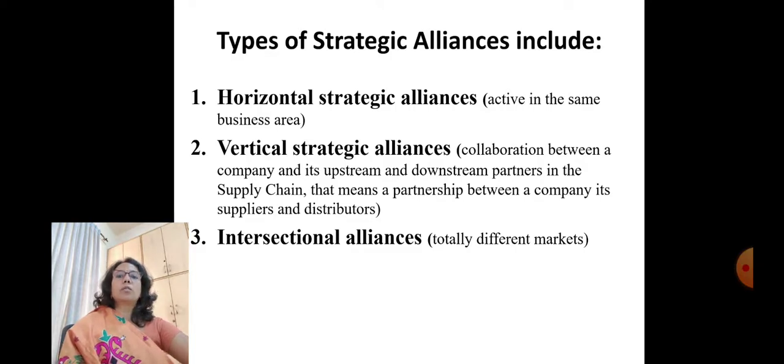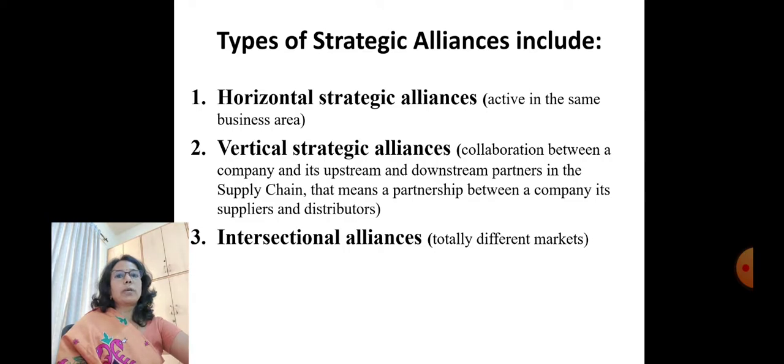So strategic alliances are formed to create opportunities to learn either the new way of doing things or doing new things. So as I told, types of strategic alliances include horizontal strategic alliance. What is it? Well, these are formed by firms that are active in the same business area. That means that the partners in the alliance used to be competitors and work together in order to improve their position in the market and improve market power compared to other competitors. Research and development collaborations of enterprises in high-tech markets are typical horizontal alliances.